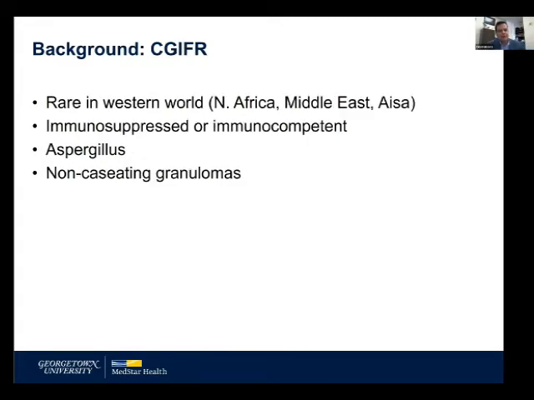And then just briefly on chronic granulomatous disease, like I said, it's really rare in the Western world, more commonly seen in North Africa, the Middle East, and Asia. It can occur in immunosuppressed or immunocompetent patients. Aspergillus is typically the responsible organism, and it leads to a non-caseating granulomatous picture.